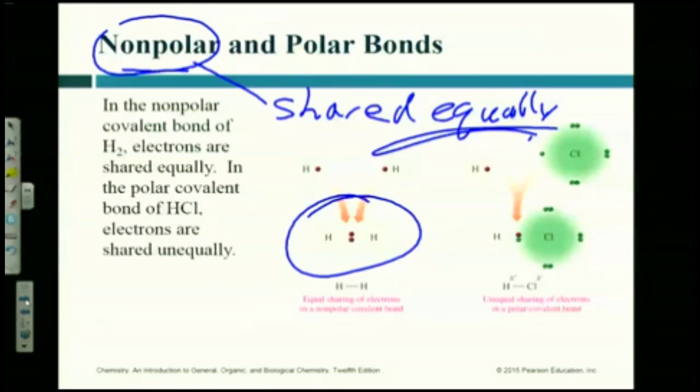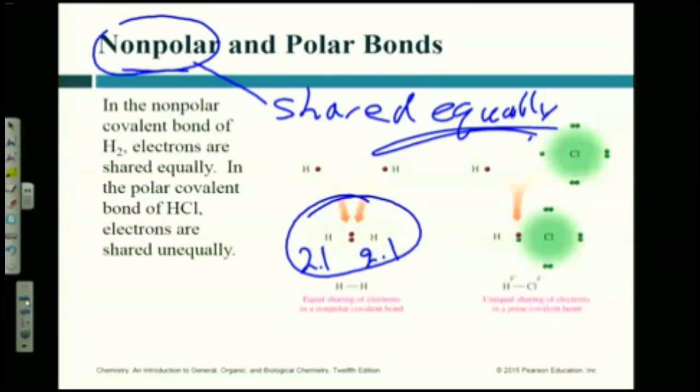This is a great example. If hydrogen marries itself, what is the difference in electronegativity here? Well, look at your chart. Hydrogen is 2.1, and here's 2.1. So is there any difference here? No. They both want those electrons the same amount, don't they? So this bond is said to be nonpolar.